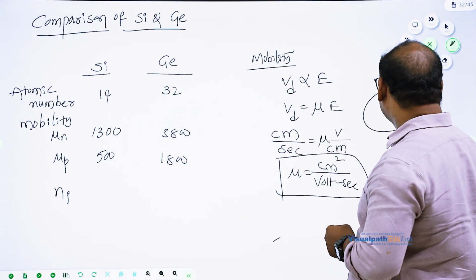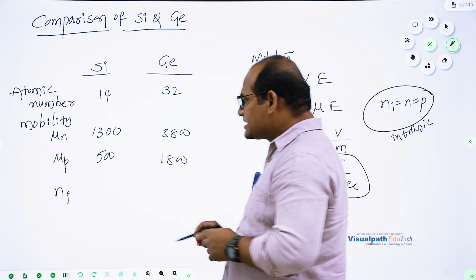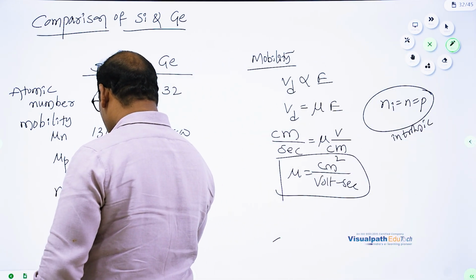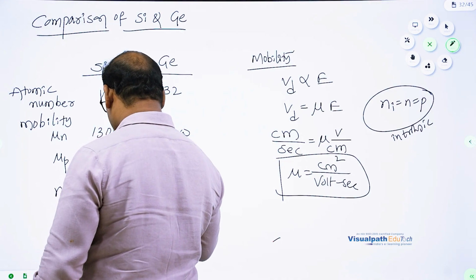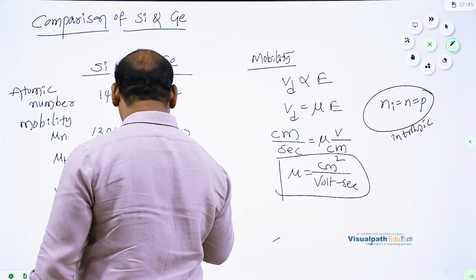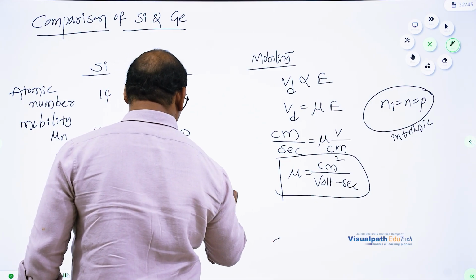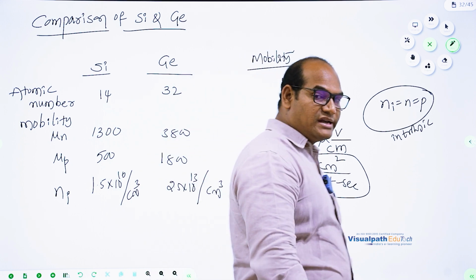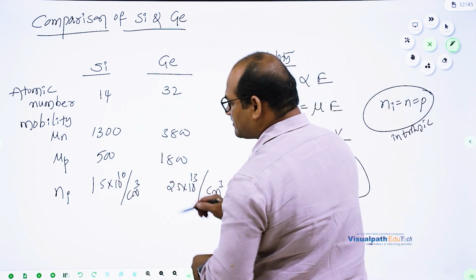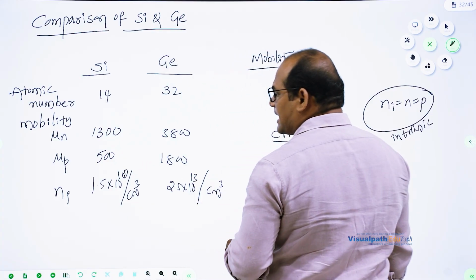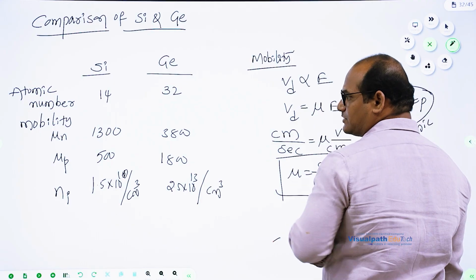For intrinsic concentration, it is given by 1.5 into 10 power 10 free electrons or holes per 1 centimeter cube for silicon, and it is 2.5 into 10 power 13 per centimeter cube for germanium. Per 1 centimeter cube, 1.5 into 10 power 10 free electrons or holes are available in silicon. And 2.5 into 10 power 13 will be there per 1 centimeter cube in case of germanium.